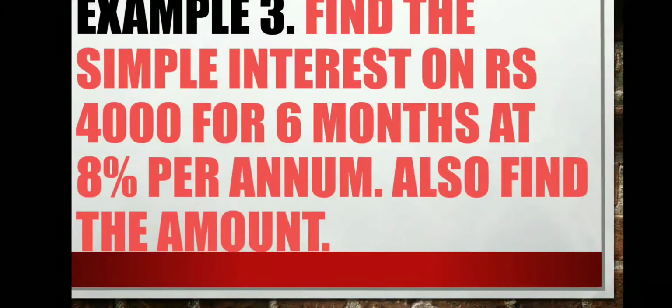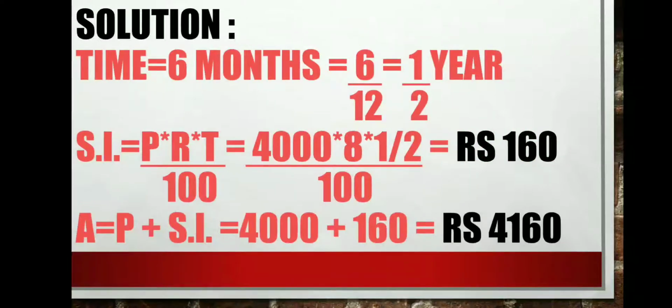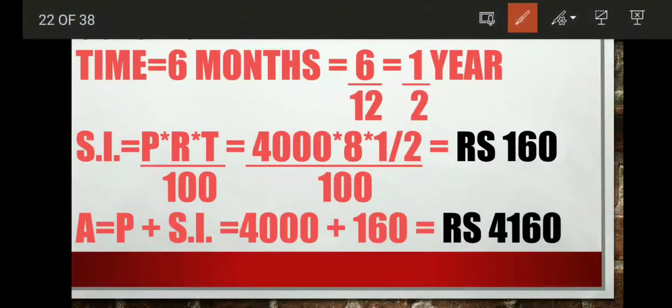Find the simple interest on rupees 4,000 for 6 months at 8% per annum. Also find the amount. Again, we have to find the simple interest and amount. The principal, rate of interest and time is given. Now, time is given here in months. So, we'll convert these months into years. How do we convert? Let me show you.